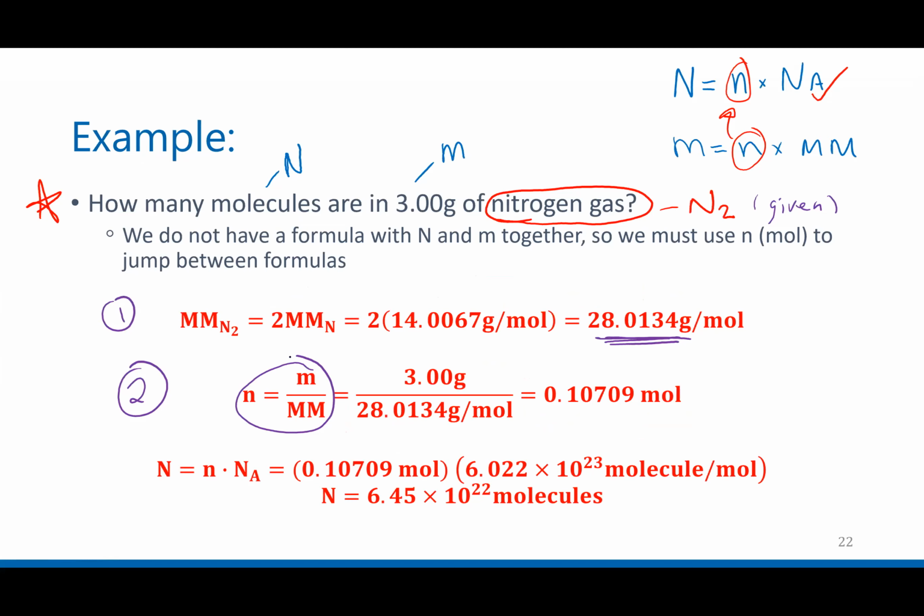Anyways, so step 2, I know the mass of nitrogen. I know the molar mass of nitrogen now, so calculate the number of moles. Again, don't round until the very end. So I get my number of moles. And finally, in step 3, and this is why this is worth 3 marks.